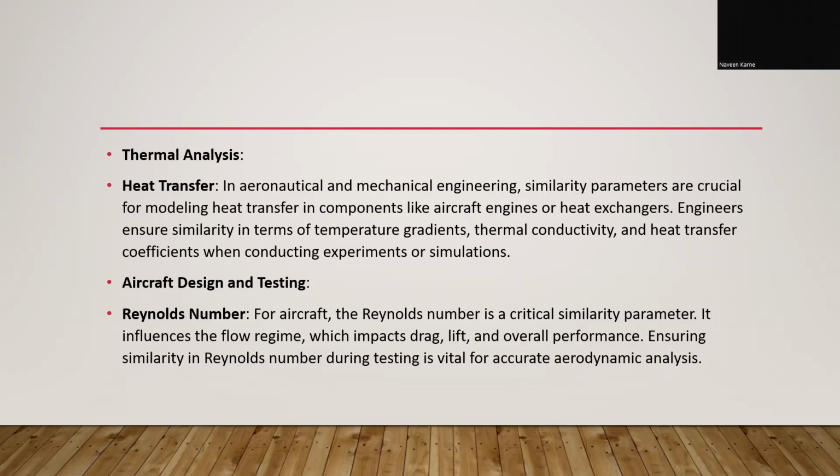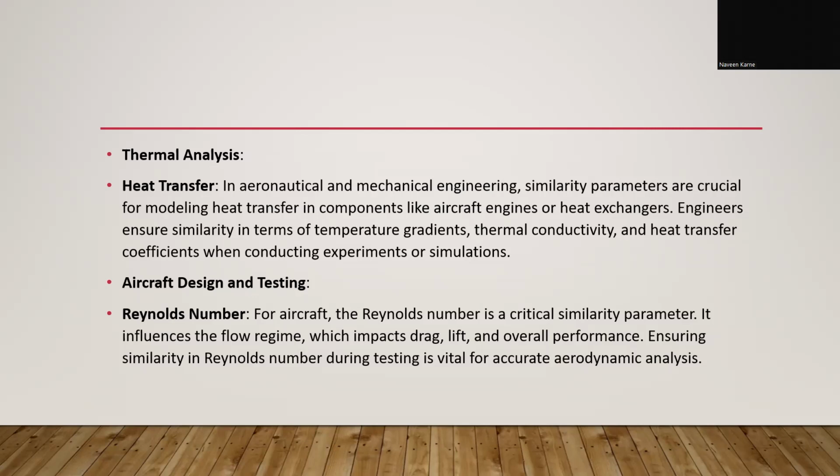Next comes dynamic similarity. Dynamic similarity is used to find out the forces. If we know one quantity of force of a model or a prototype, then we can find out the other quantity of the model or prototype. All of these come under the dynamic similarity, and that is the relationship between the forces.